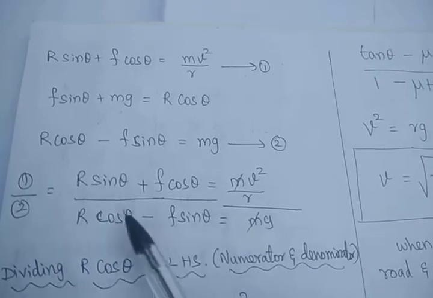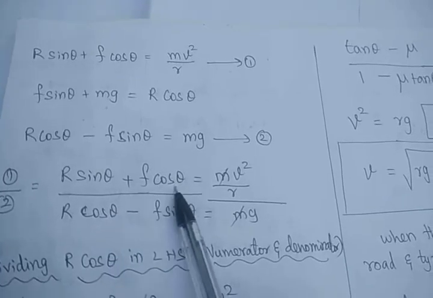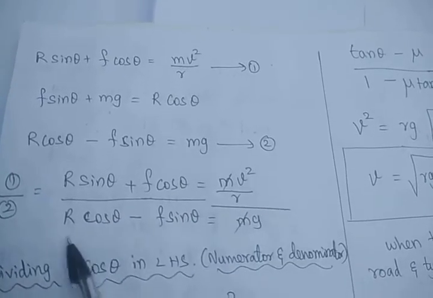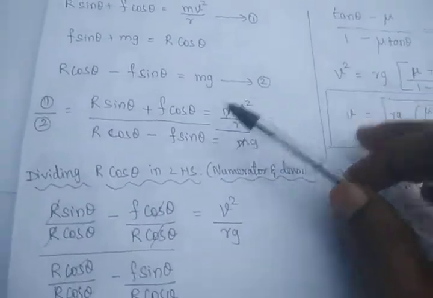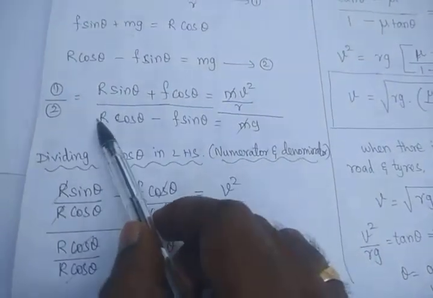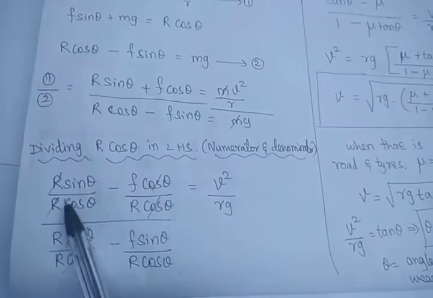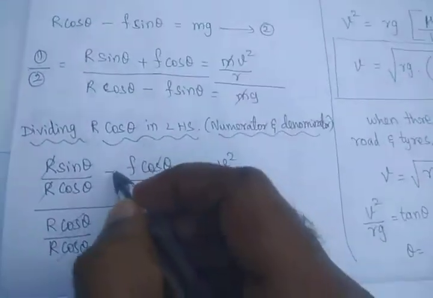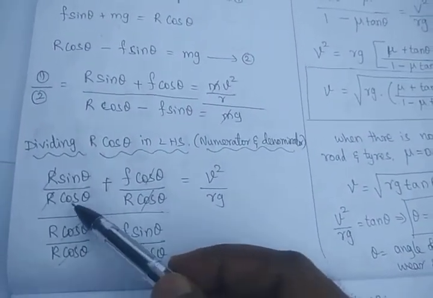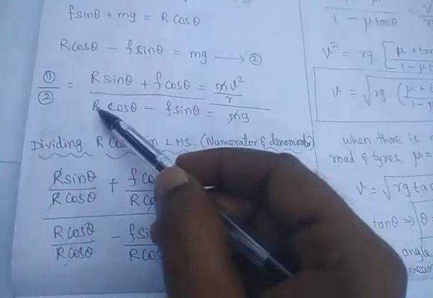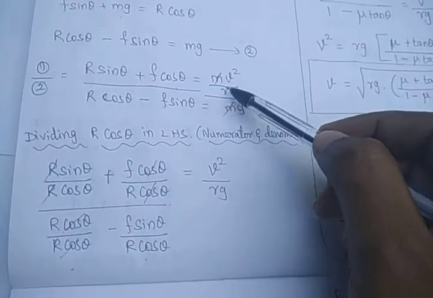So we are dividing both the equations. R gets cancelled. Sorry, it will not cancel. So R sin theta plus F cos theta over R cos theta minus F sin theta is equal to mv squared by r over mg. The m gets cancelled. Dividing by R cos theta in the numerator and denominator of the left side alone: R sin theta by R cos theta plus F cos theta by R cos theta, over R cos theta by R cos theta minus F sin theta by R cos theta, which is equal to v squared by rg.